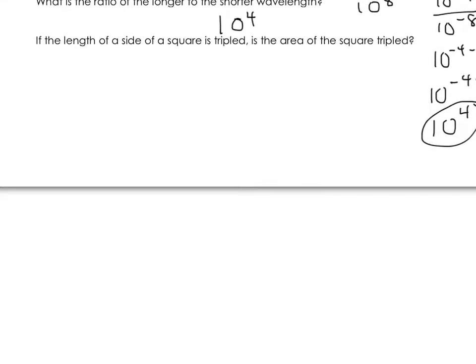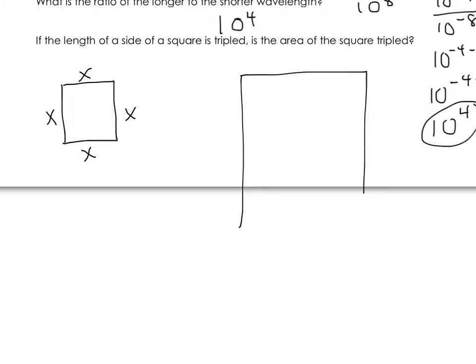If the length of a side of a square is tripled, is the area of the square tripled? The length of a side. So we have our original square, which is just x. We don't know what it is. And then we're going to triple the length of the side. So each side will then be 3x.